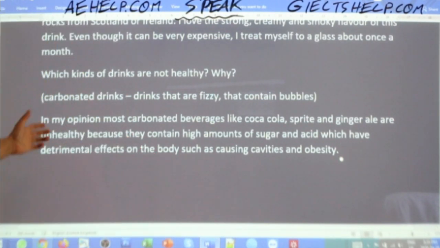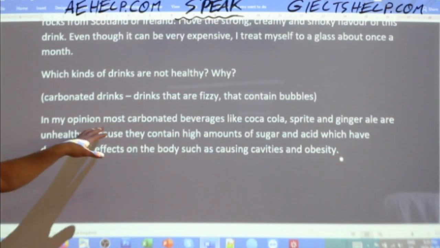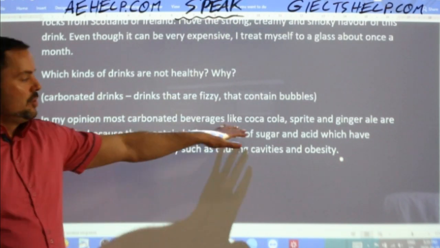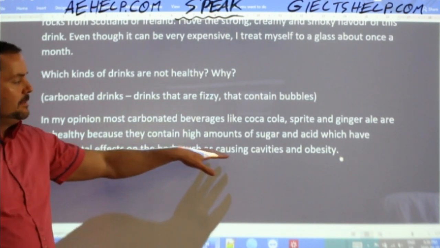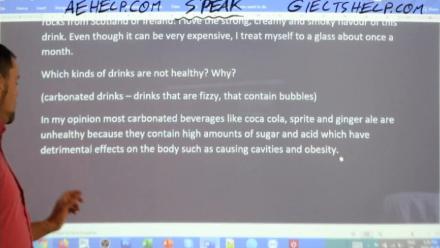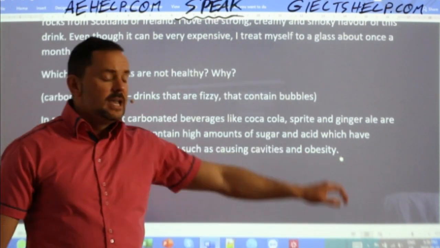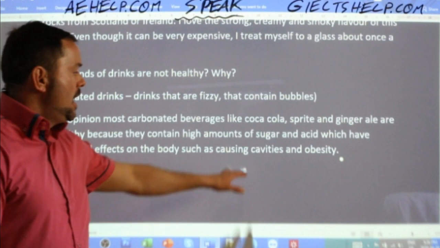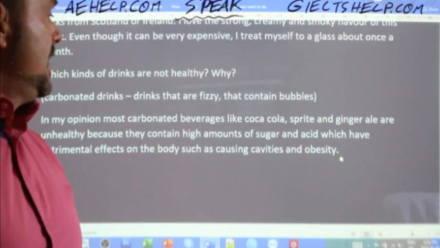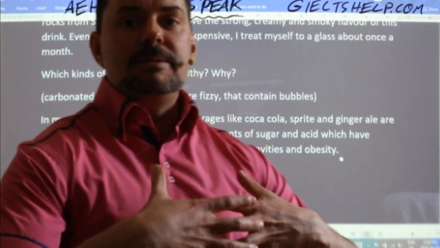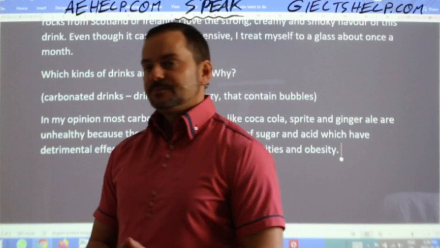Here we go, students. Repeat after me. Which kinds of drinks are not healthy? In my opinion, most carbonated beverages like Coca-Cola, Sprite, and ginger ale are unhealthy because they contain high amounts of sugar and acid, which have detrimental effects on the body, such as causing cavities and obesity. Cavities are holes in your teeth, okay? And obesity, of course, is being extremely overweight, all right?